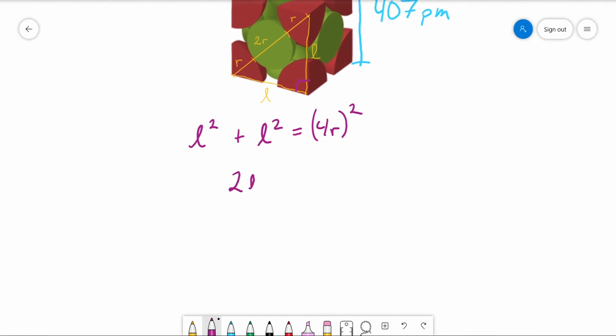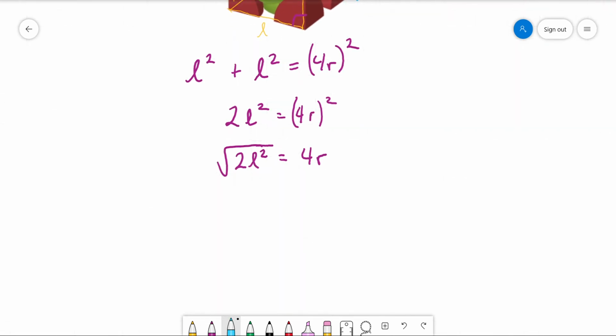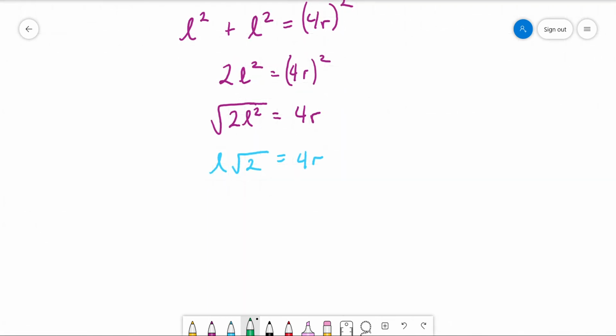So now all we have to do is simplify. We get 2L squared is equal to (4r) squared. Let's just take the square root of both sides, and we get the square root of 2 times L is equal to 4r. And then we'll rearrange a little bit, and r gives us L times the square root of 2 over 4. If you didn't catch all that, go ahead, back the video up, watch it again. Just algebra.